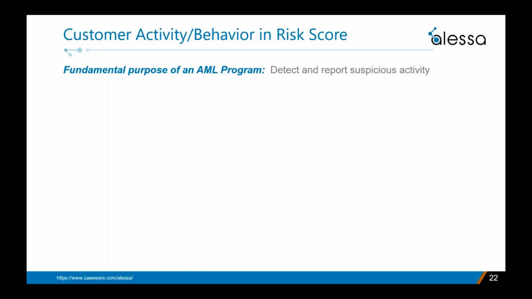Now let's switch gears a bit and explore certain types of transaction activity and behavior patterns that are considered high risk or red flags for money laundering activity. Before we talk about specific activity and behavior patterns, let's start with the end in mind. Remember that the ultimate purpose of an anti-money laundering program is to detect and report suspicious activity. It's not up to us to do our own investigations to prove something illegal is taking place. We're just supposed to report it.